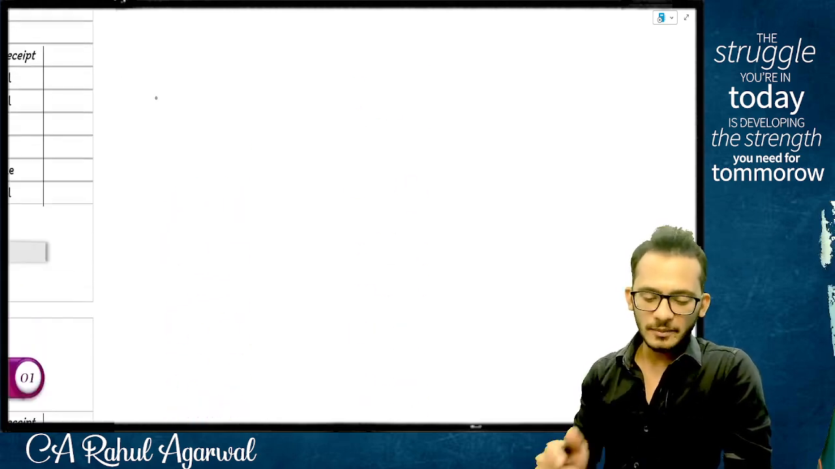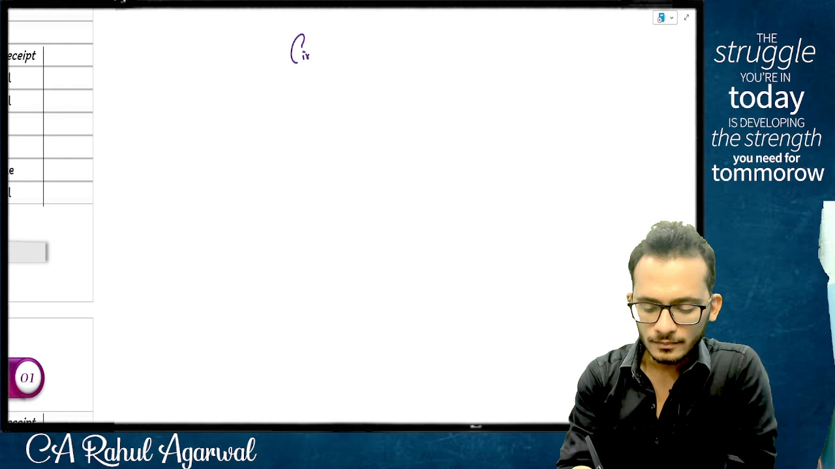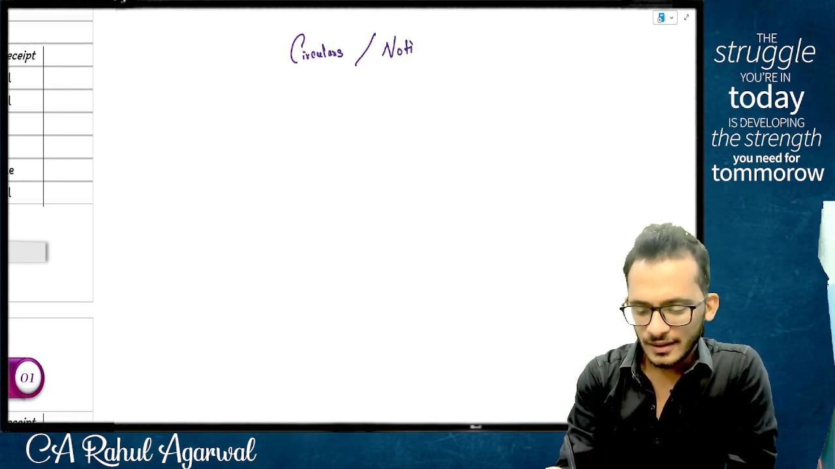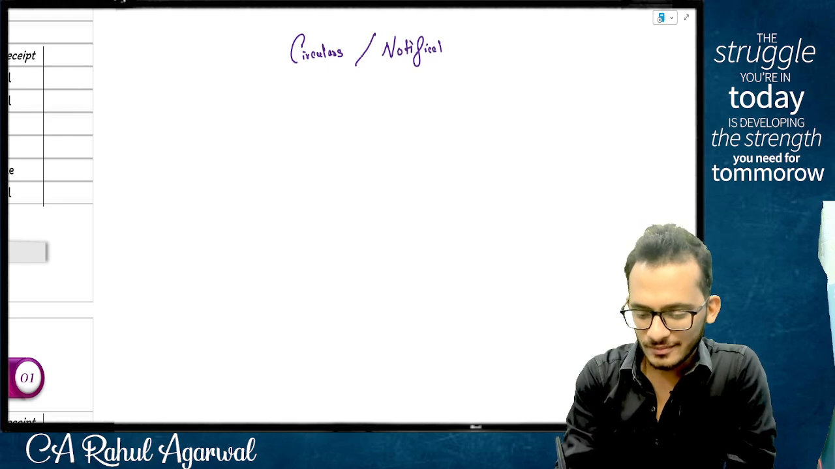We have 2 more items, people, which are called circulars and notifications. Great. Does anyone know what these 2 are?